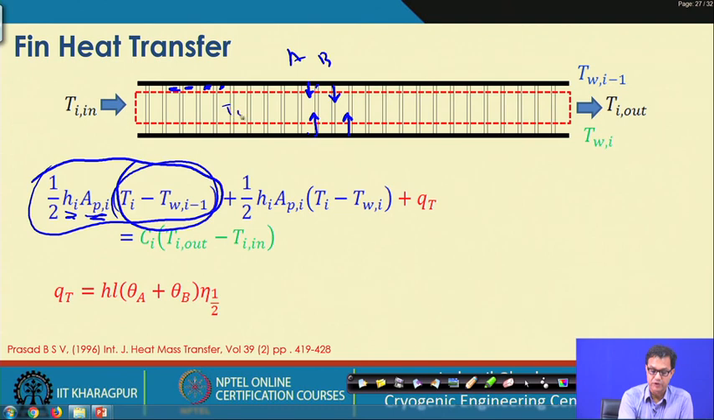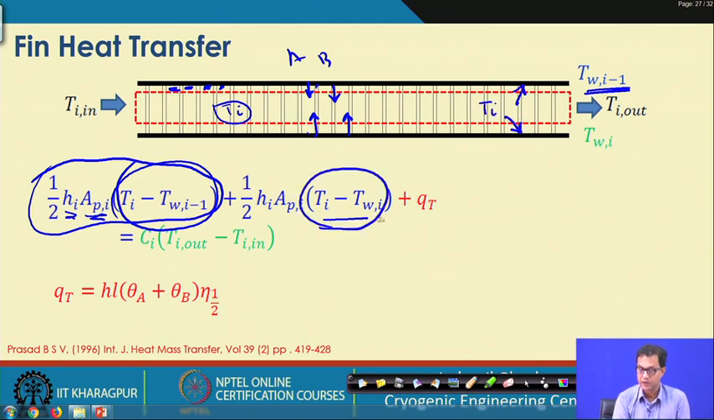If we consider Ti to be the average between T in and T out, then it is Ti minus TWi. So, this is the temperature difference between this fluid and the wall, and then the other part, TWi minus 1 and Ti, with the corresponding surface area and the heat transfer coefficient.